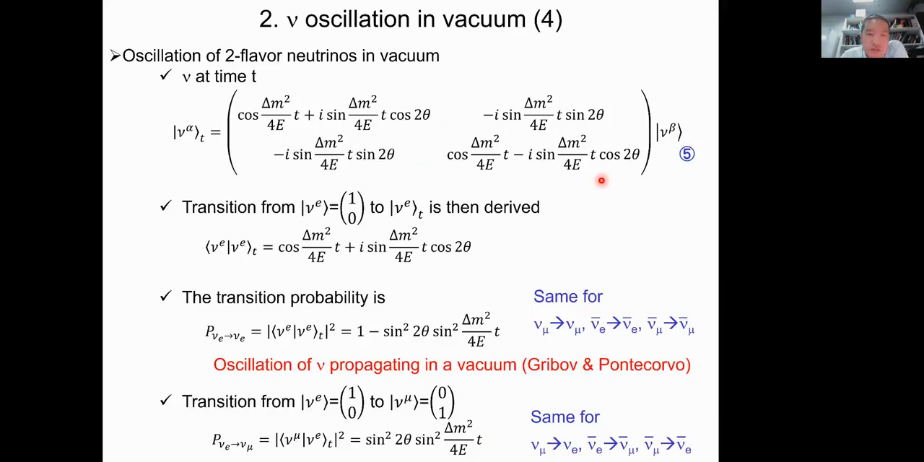Then let's consider the transition from electron type neutrino to electron type neutrino. It is given by the inner product of nu e at time t and initial nu e. So it picks up this part. And the transition amplitude is this one. And the transition probability from electron type neutrino to electron type neutrino, or it is called survival probability, is given by the square of this transition amplitude. And you can get this expression.